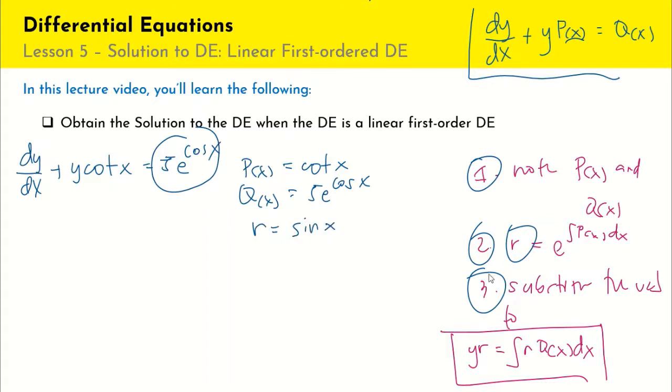Now, step 3 is to substitute the values to this one. So, we have y. What is our r? Sine x is equals to integral of sine x. What is our qx? Our qx is 5e raised to cosine of x dx. Okay. So, ito na naman ang challenge sa atin. Sir, paano natin i-integrate yan?